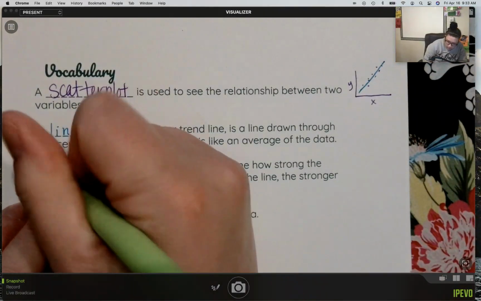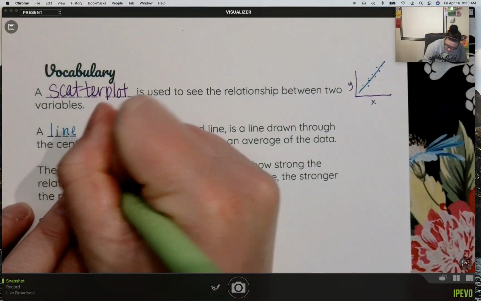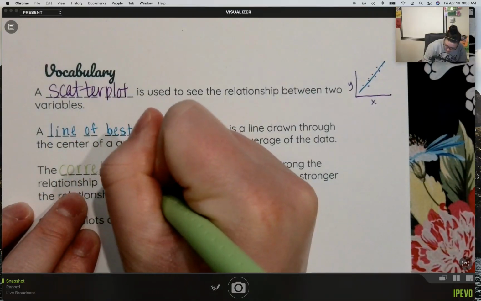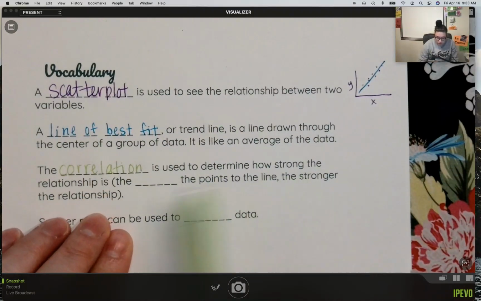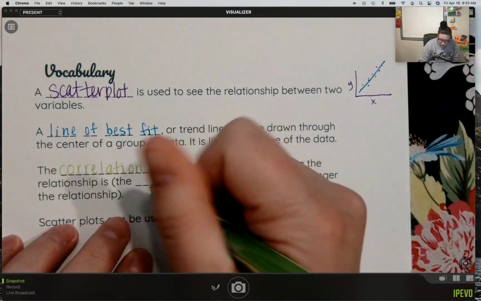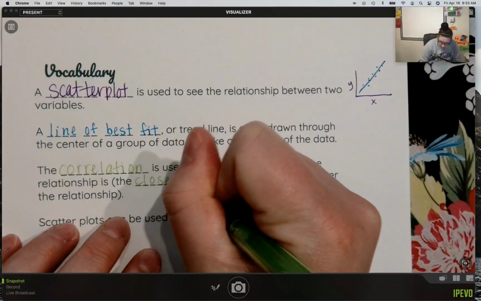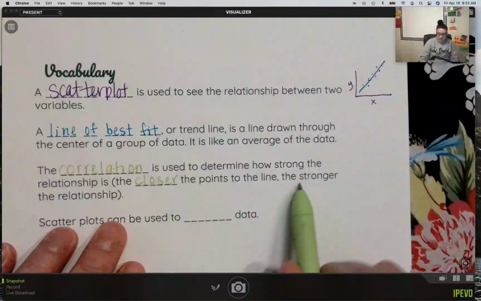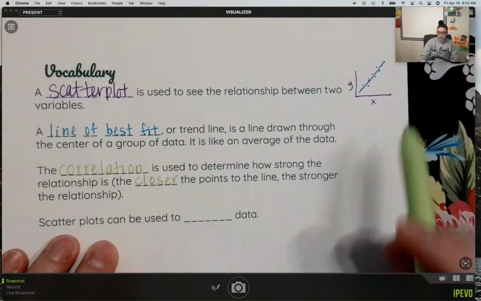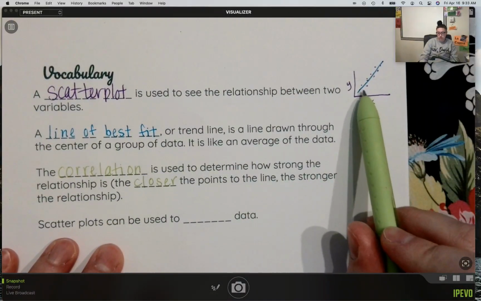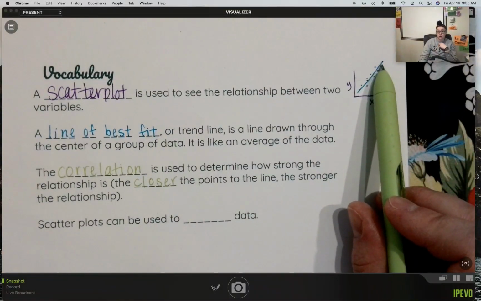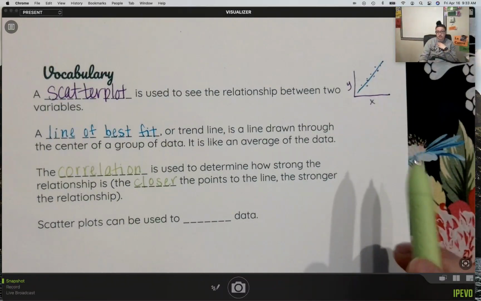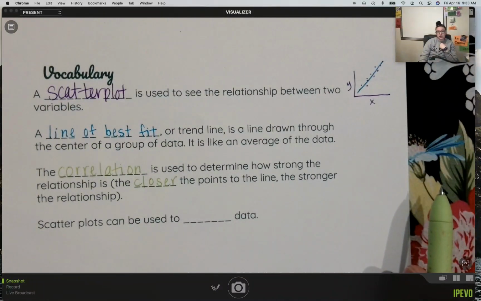Next is the word correlation. The correlation is used to determine how strong the relationship is. The closer the points are to the line, the stronger that relationship. So like this example I drew up here, all of those dots are really close to my line. So that's going to have a strong correlation. We'll see some examples that have weak or no correlation.